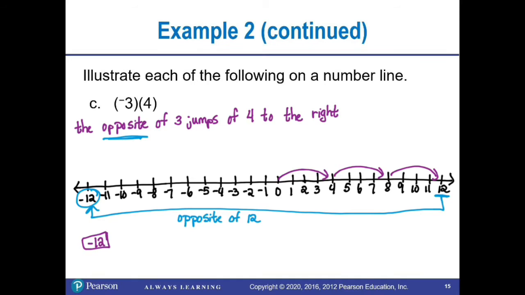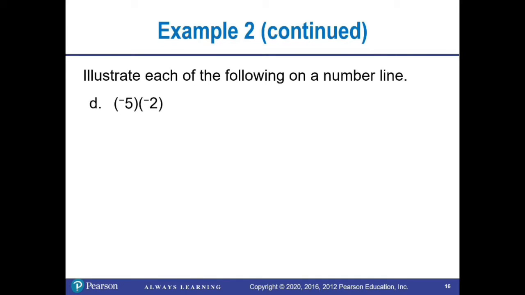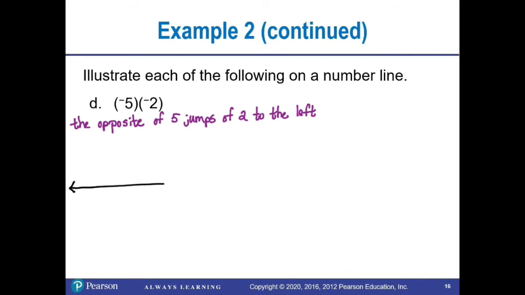Let's look at one more. Negative 5 times negative 2. The negative 5, that negative tells me to take the opposite, and the 5 tells me how many jumps. The second number tells me how long my jumps are and which direction. So 5 jumps of 2, and I'm jumping to the left this time because the second number is negative. Again, because I'm taking the opposite, I'm going to include both positive and negative numbers on my number line.